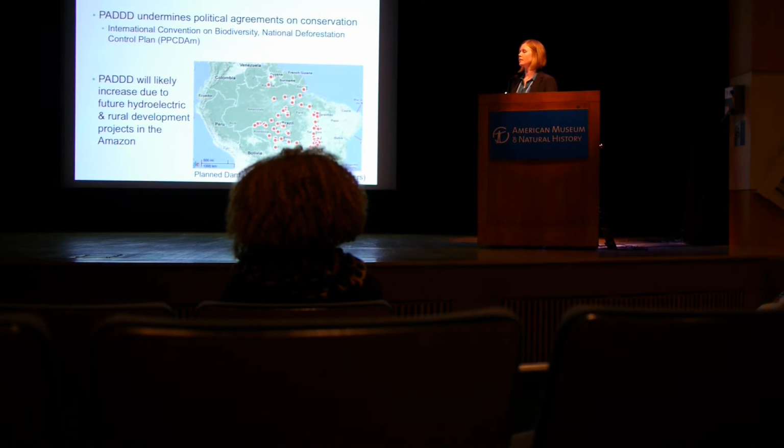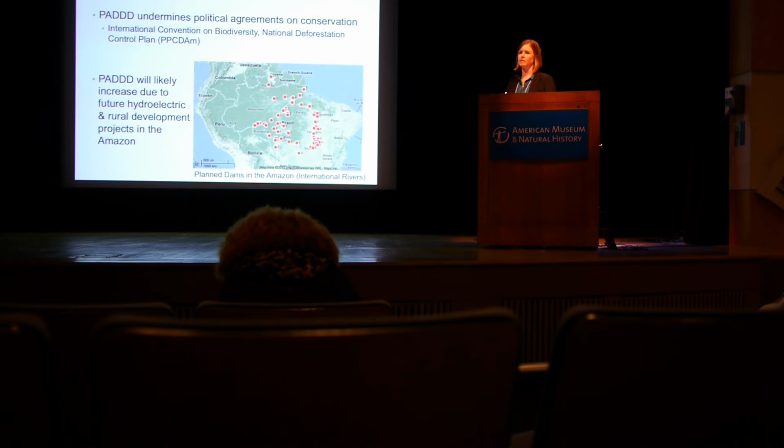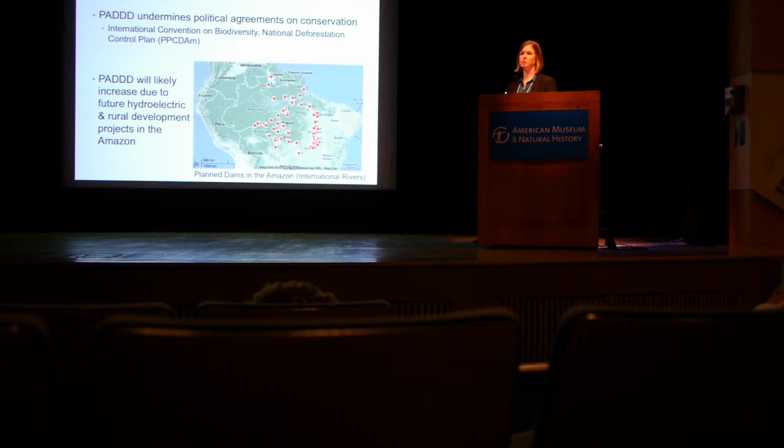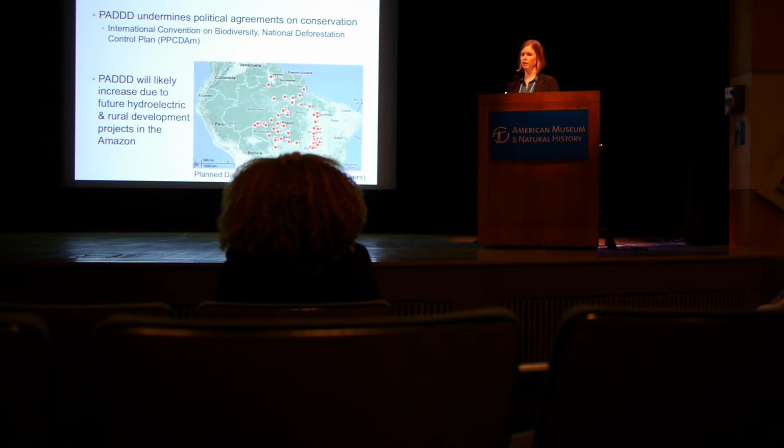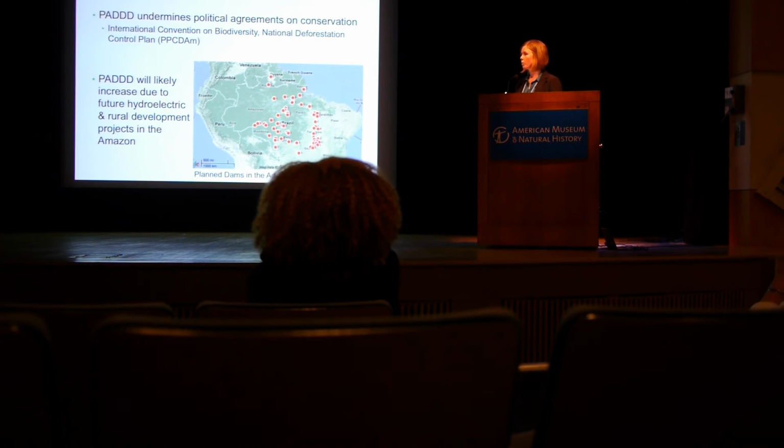So some implications for this. We know that PADDD, because of its impacts on deforestation and the protected area network, is significantly undermining Brazil's ability to meet these political agreements they have regarding the environment and conservation. One of these is the International Convention on Biodiversity, which requires member countries to maintain a 17% protected area coverage. And Brazil would be doing better at this rate if they were not enacting PADDD. It also undermines their ability to meet their own national deforestation control plan, which specifically focuses on the Amazon. We also can expect that PADDD will increase in the coming years due to planned development projects within the Amazon.